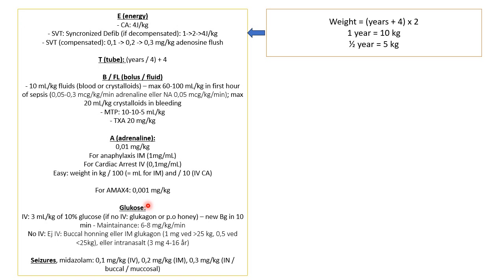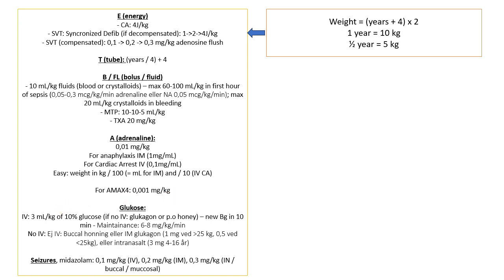All right, for glucose, if you have an IV, then you'll give 3 milliliters per kilo of 10% glucose, and then you'll take a new blood glucose in 10 minutes. And you may use a maintenance dose of 6 to 8 milligrams per kilo per minute.